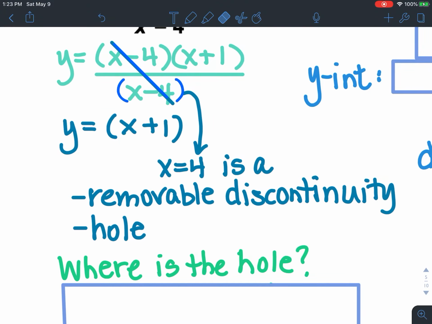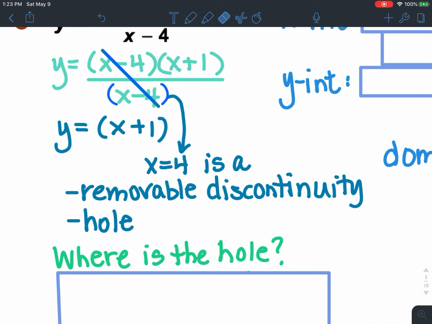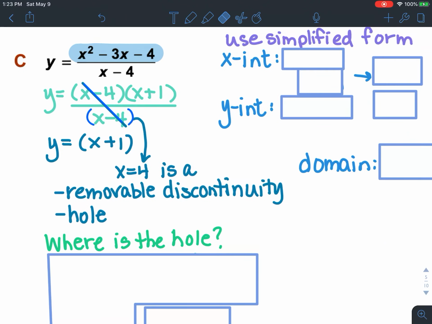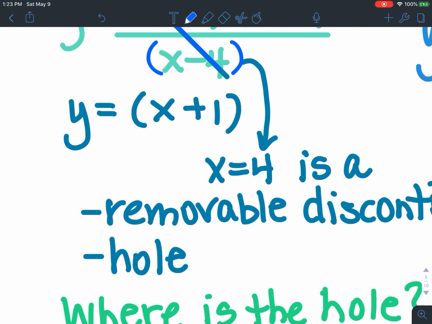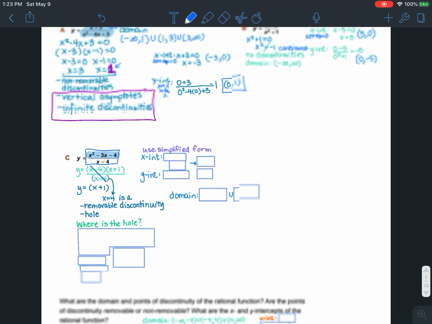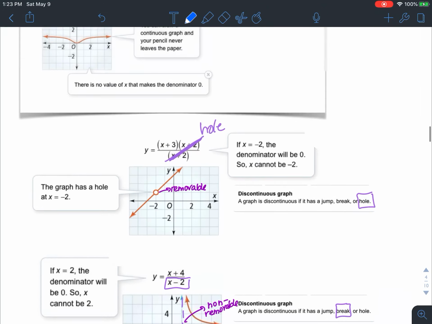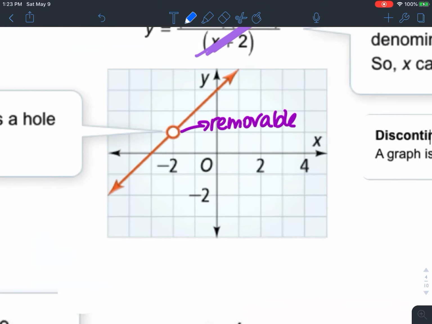Where x is 4, it's a removable discontinuity, which is a hole. Now, when you cancel this, what's left is y equals x plus 1. So even though this is a crazy-looking rational function, what it looks like is the line x plus 1. But when x is 4, there's just a hole in the line. And if we go back to the top, that's what that example with the hole looked like.